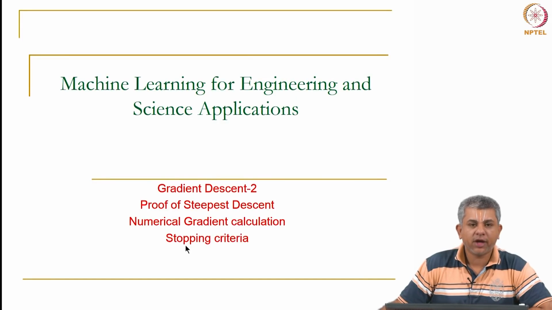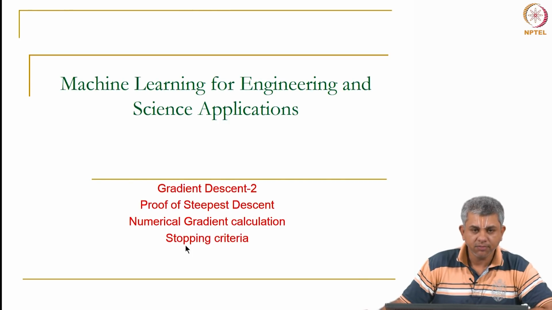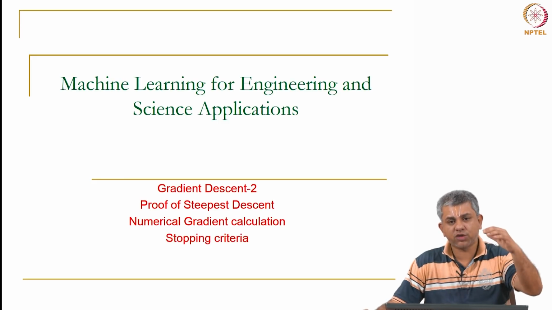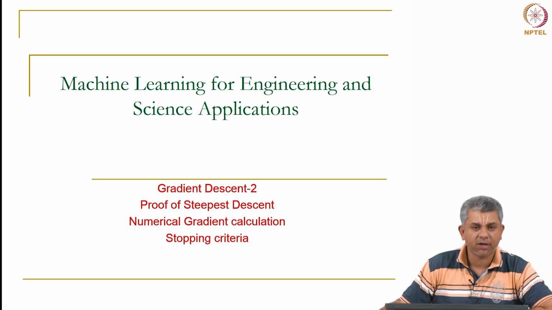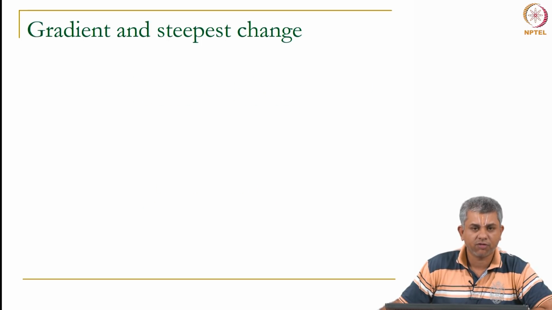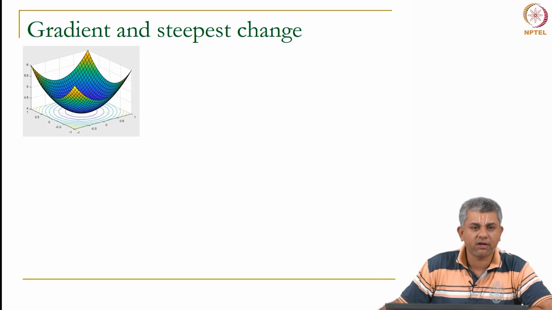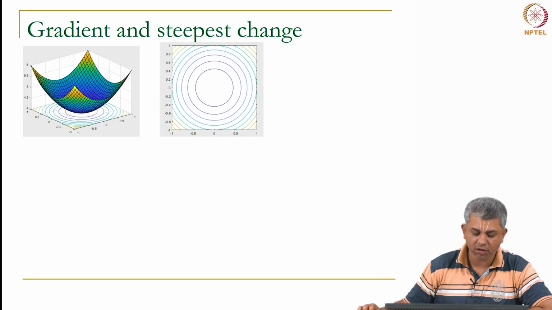In this video we will be looking at some of the details of gradient descent which we skipped in the last video. At first we will be looking at proof of the steepest descent property. We will also look at how to calculate numerical gradients in case an analytical expression for j is not available, and finally we will look at when to stop your iteration, or at least some criteria which people use commonly for this.